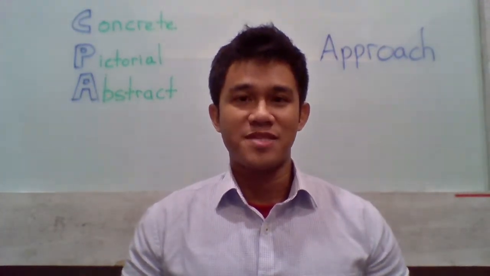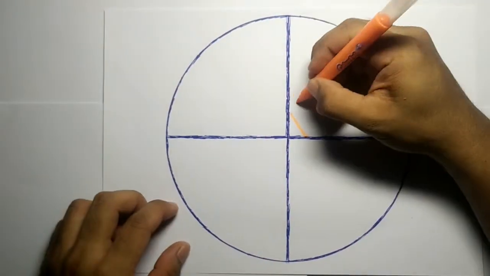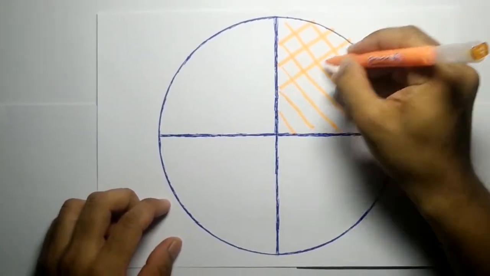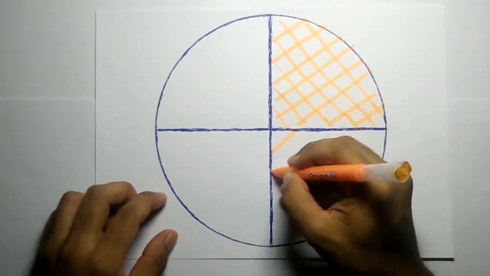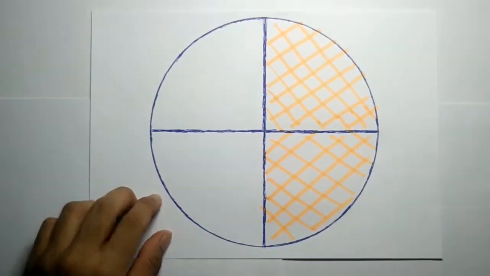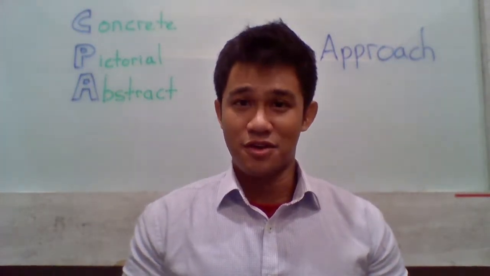These pictorial forms can take the form of pictures or drawings. It's imperative that students are given an opportunity to interact with these pictorial forms by allowing them to shade or color these pictures. The last step involves the abstract representation of the concept.